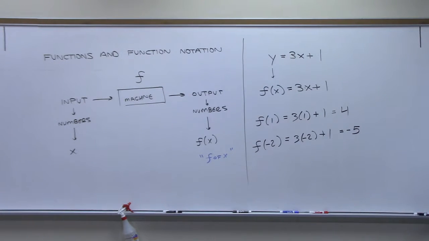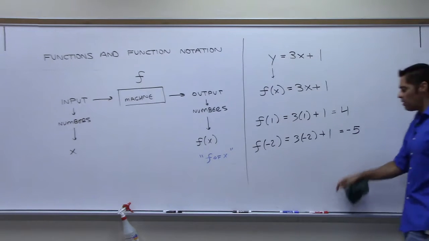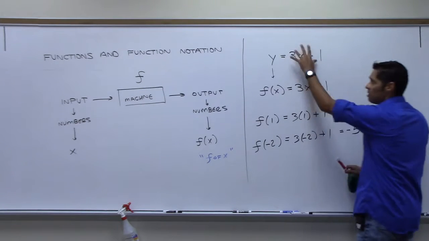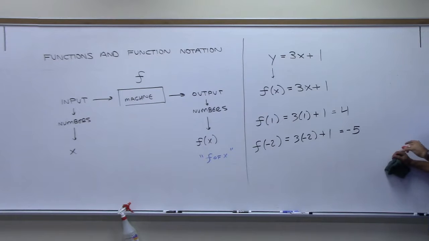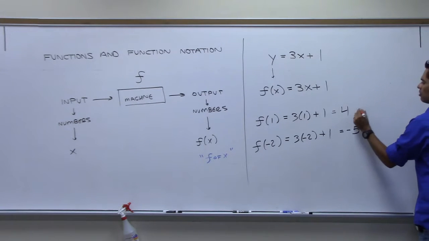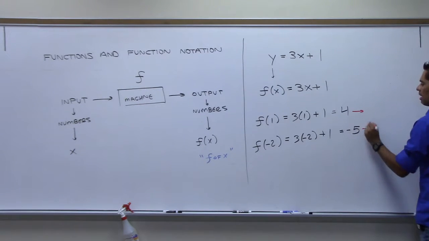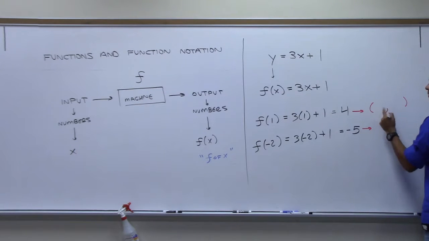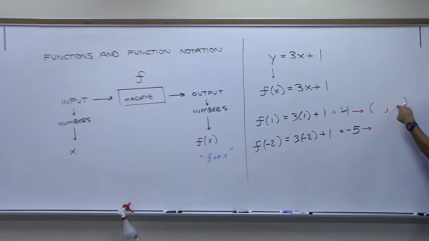With me? Now, we know that we could graph this, right? We know that this is a line. That means this function is also a line. And these actually correspond to points on the line where we had before the x and the y coordinate. Now we can say it's like x and f of x. Here it would be, what's the input? 1, and what's the output? 4. And then over here we could say -2 and -5, right? And if we start plotting these, we get a line.